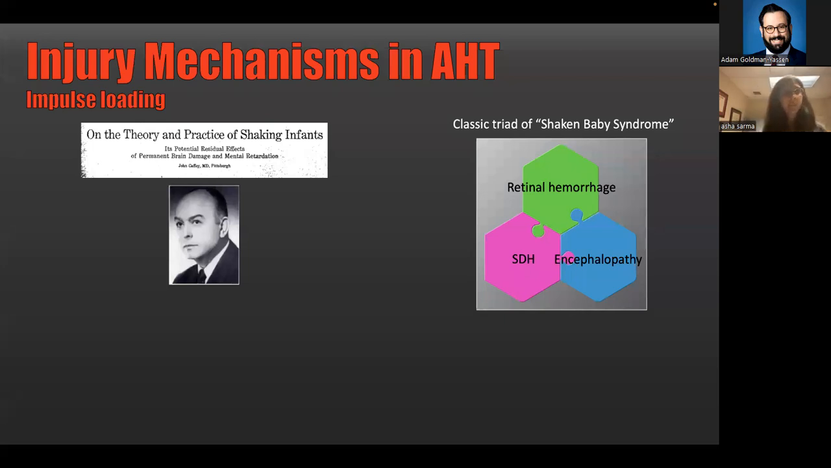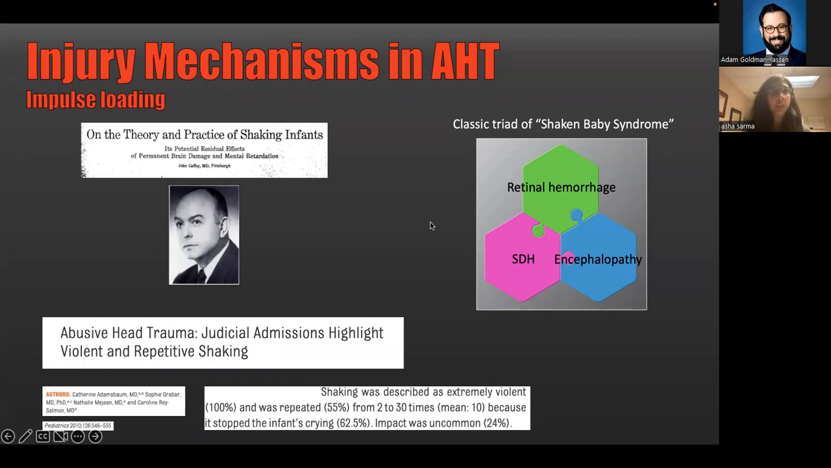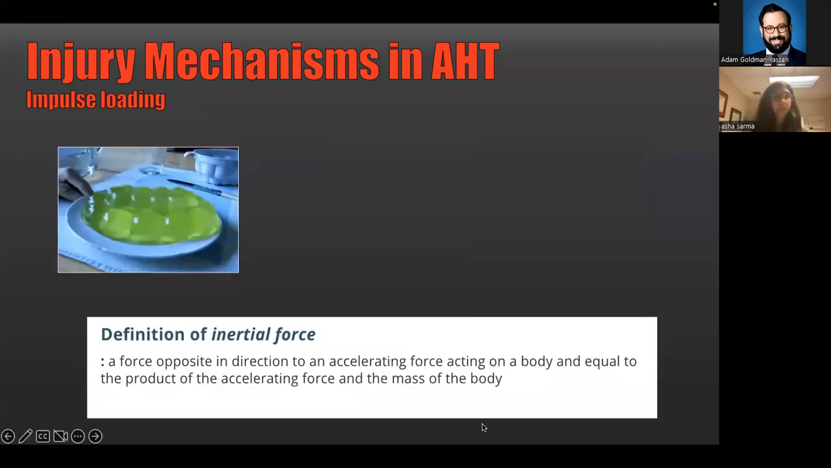So this is Dr. Caffey, one of the first people who ever mentioned that shaking of infants, even without direct impact, can cause abusive head injury. And he described a classic triad of shaken baby syndrome, which included retinal hemorrhage, subdural hematoma, and encephalopathy. Shaking has also been implicated as an independent injury mechanism in abusive head trauma. This was a study where, in admissions from people who were guilty of abusive head trauma, shaking was described as extremely violent, could be repeated, and impact was relatively less common.